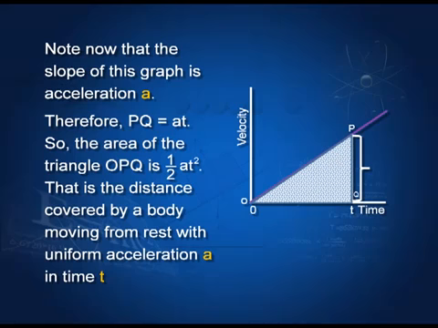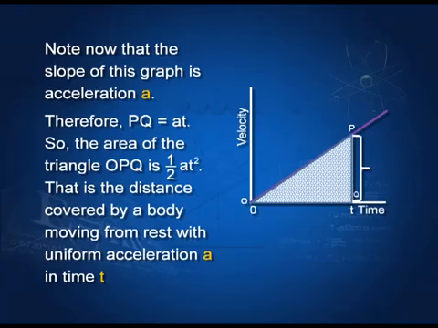If we have a graph, then up to time t, the distance covered is given by the area of this triangle. And what is the area of this triangle? This distance p q is equal to a t. Remember, a is the slope of this graph. Acceleration is the slope of the velocity time graph. Therefore, this distance p q is a times t, and therefore, the area of this triangle is t into a t divided by 2. So, it is half a t square.